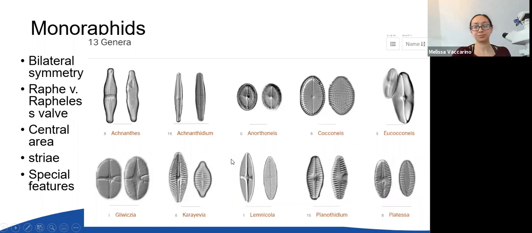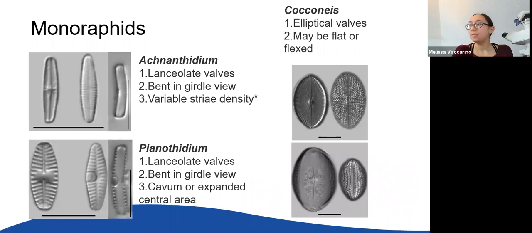So Achnanthidium, one of the most reported monoraphids, and often this species, minutissimum, has been a lump species. And so care has to be taken to differentiate what species of Achnanthidium you have. You'll have to look very closely at the striae count in 10 micrometers on these guys, as well as the shape and size range.